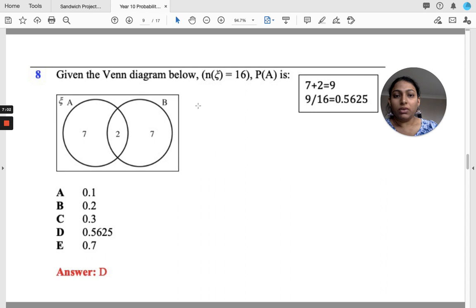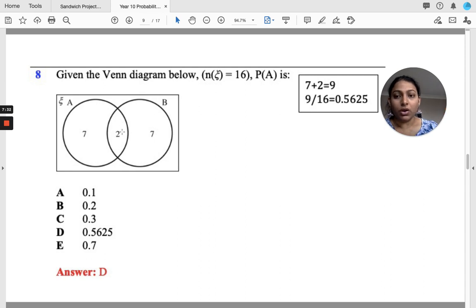Given the Venn diagram below, N of E, this is the entire sample, is 16. So P of A is what? So you have the Venn diagram. This is the probability of A, the first circle, and the probability of B is the second circle. The probability of both, which is A intersection B, is 2.